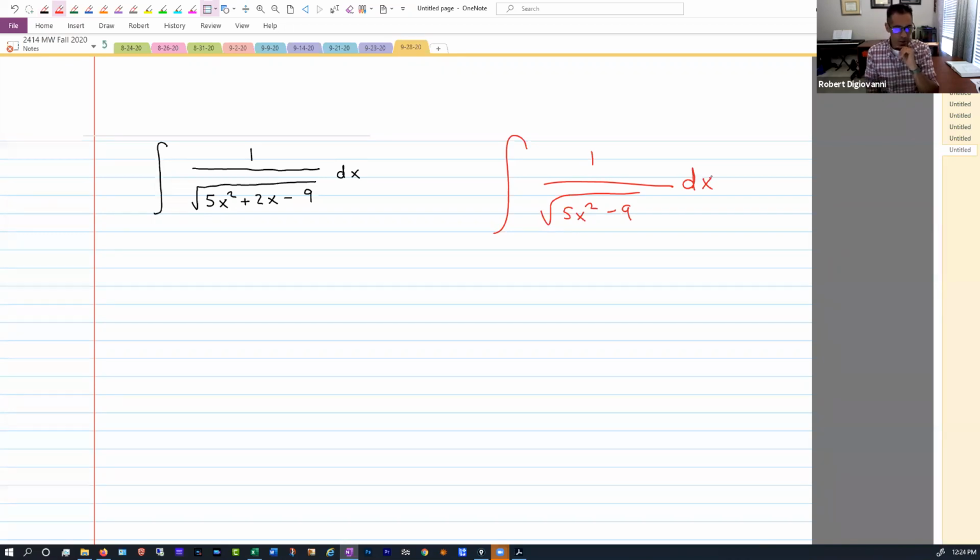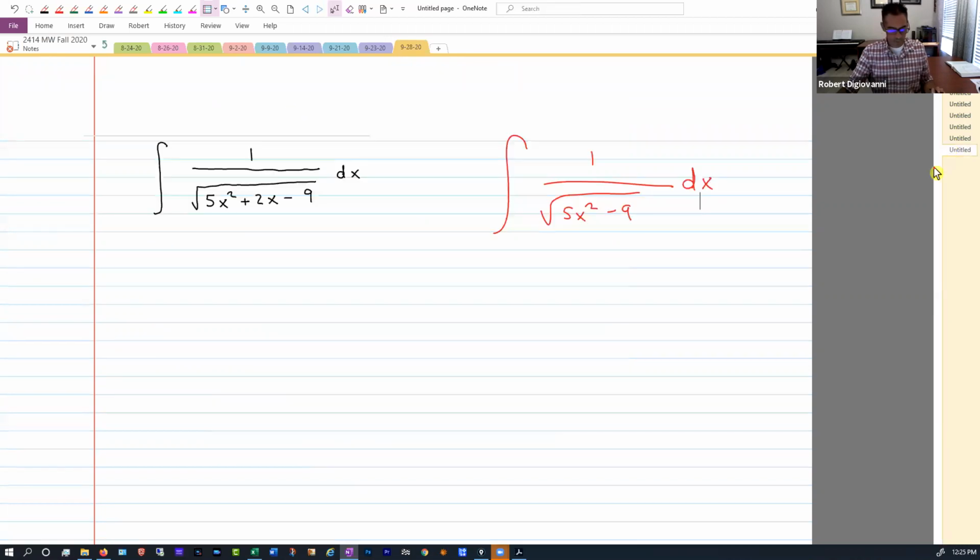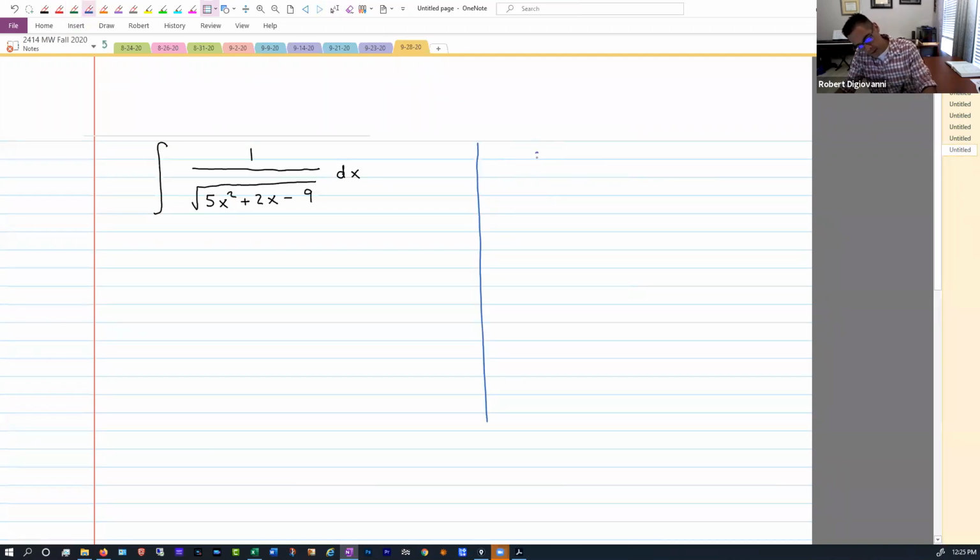But because we have a 2x in the middle there, we can't do this, right? Even if we pull a 5 out, we're still going to have this thing in the middle that makes it where the form doesn't look right. All of these forms, none of them have an x term in the middle, none of them, right? So what do we do? The first step to this problem is to complete the square.